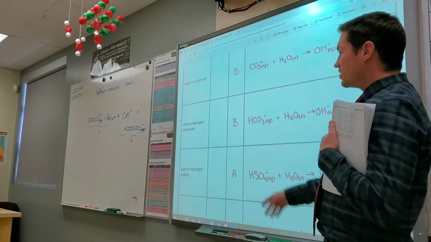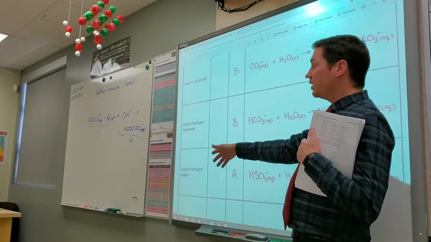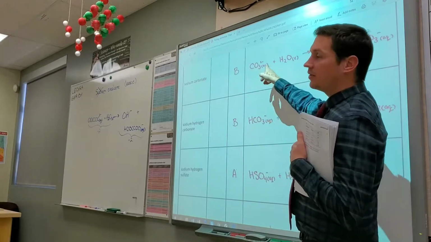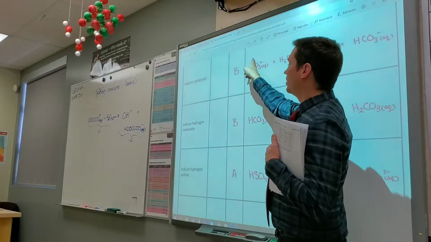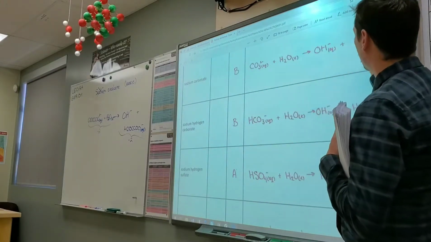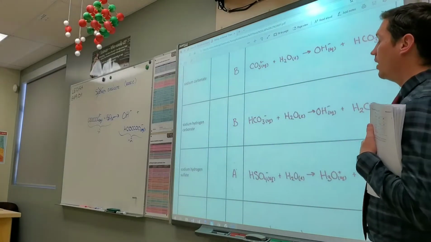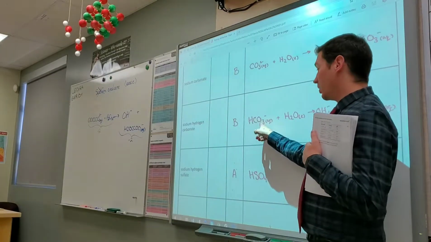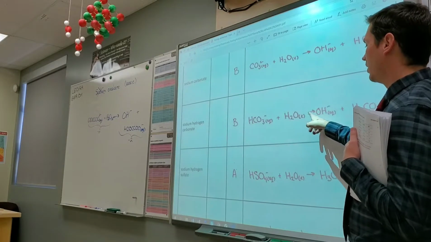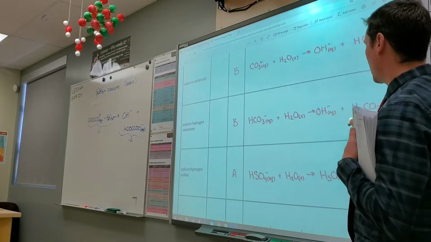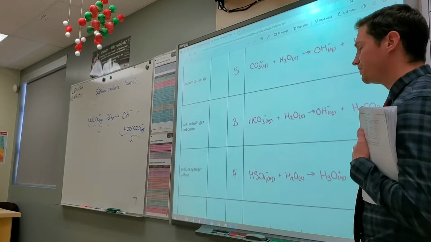Okay, sodium carbonate. Ignore the sodium, just carbonate. Carbonate reacts with water to make hydroxide. So the hydrogen must have been passed to the carbonate, so we get hydrogen carbonate. Then we can talk about hydrogen carbonate. Hydrogen carbonate can steal a hydrogen as well from water, turning it into hydroxide, and we get carbonic acid.